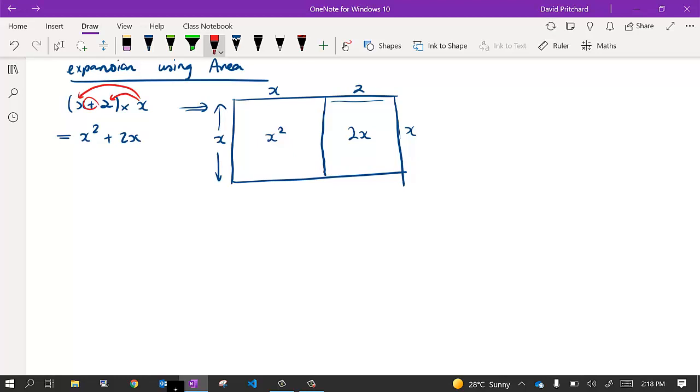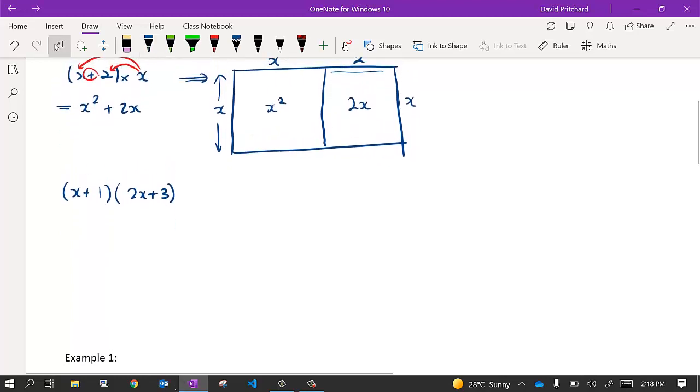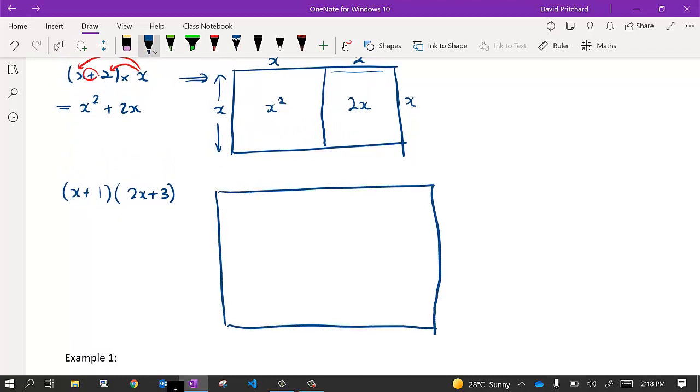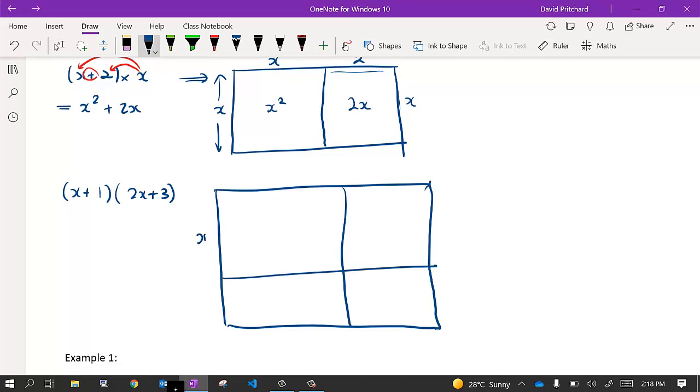So one more example with this. We're not going to stick on this for very long. If we look at something like x plus 1 multiplied by 2x plus 3, the same thing can be done. So if we look at setting up an area where we can break each of those brackets up, we've got x and 1 here, so x plus 1, and we've got 2x and 3 here. Don't stress too much about my spacing here. It's not to scale, it's just basically allowing us to break up those areas.